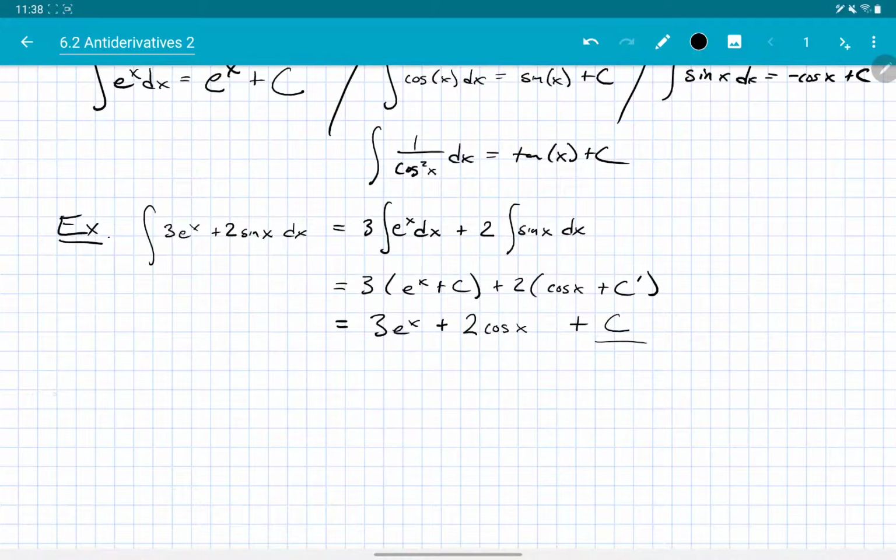Okay, let's take a look at another, perhaps more difficult one. Maybe not difficult is the word, but more difficult. Let's take a look at the antiderivative of 8 over root x dx. Now, the key to these is to write them in exponential form, like that, where we have x to the minus 1/2 instead of dividing by square root x.